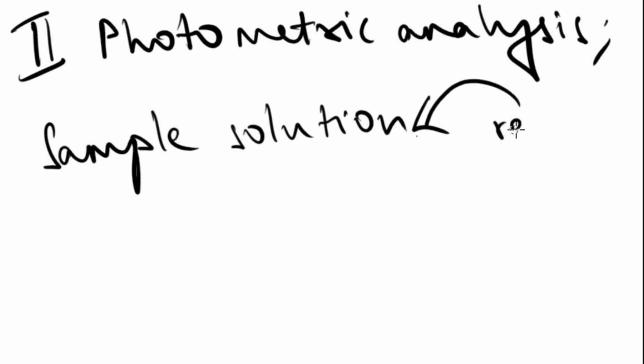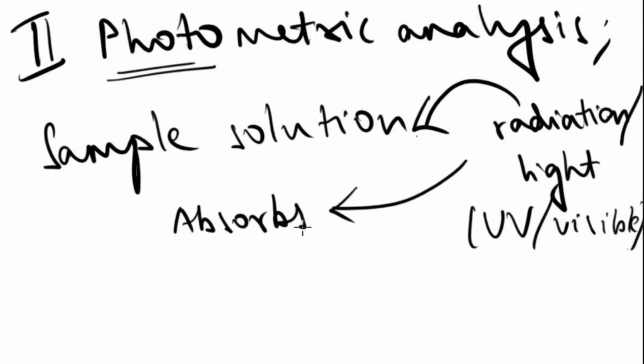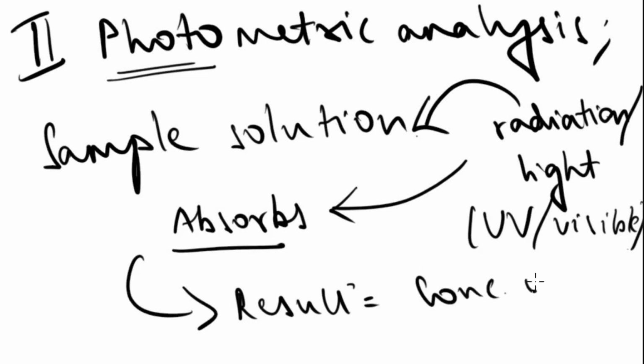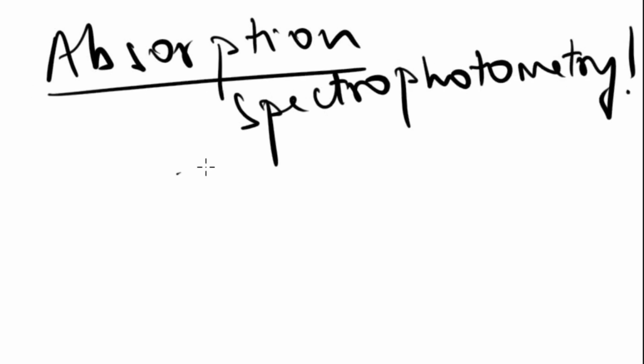So a sample solution that you do not know the concentration of receives radiation in the form of UV light, okay, and it absorbs this light. The solution will absorb this light, and as a result it will give us the concentration of the sample. How? Depending on how much of the light has been absorbed. The procedure that we use to find out the concentration using light is known as absorption spectrophotometry.